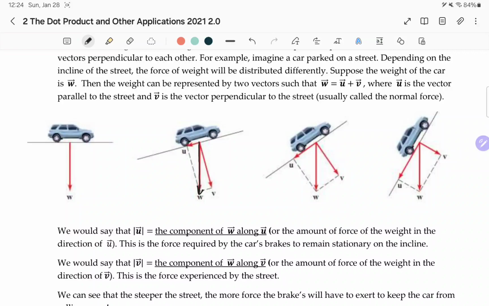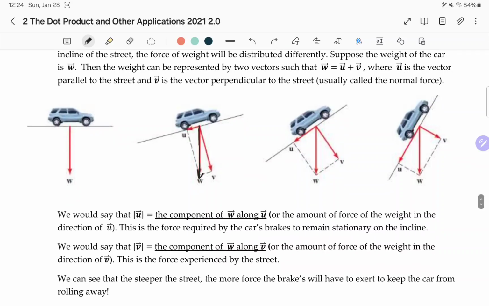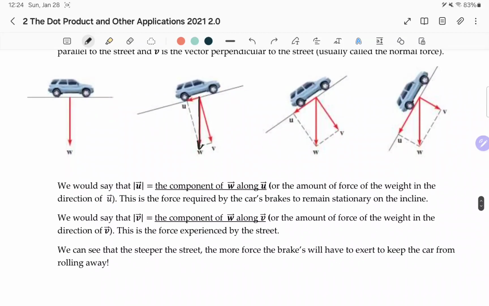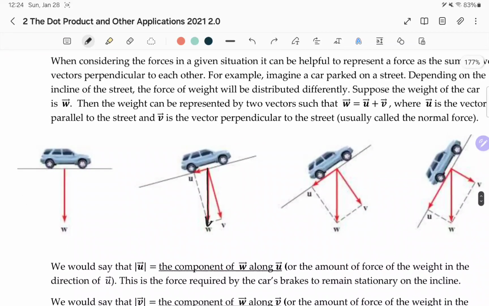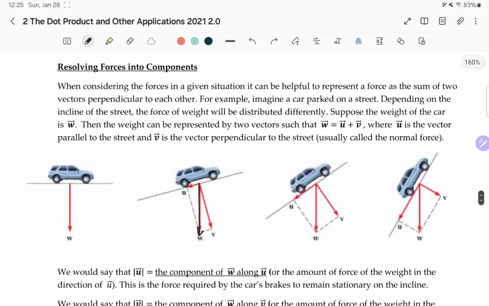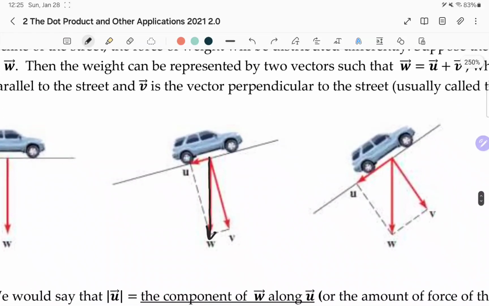But the thing is, how is it possible to find the force going down the hill and the force that the car exerts on the ground? Because remember, there's always an equal and opposite force, right? So the car has to exert some sort of force onto the ground. And if you take physics in the future, you'll notice that this is called the normal force, which is perpendicular to the position. So basically, how do we find this and that?